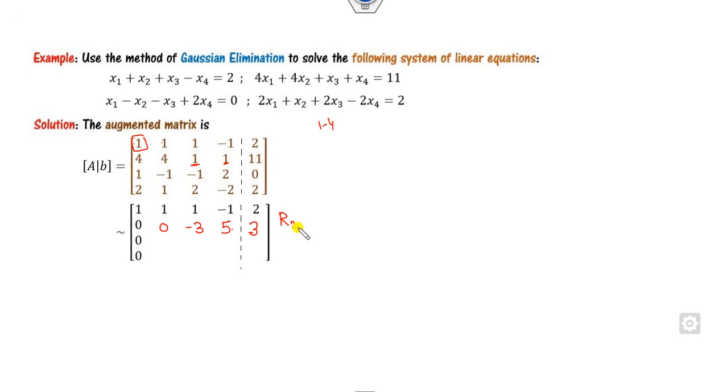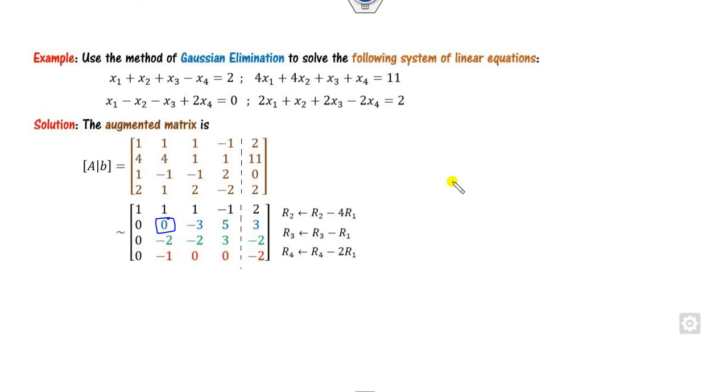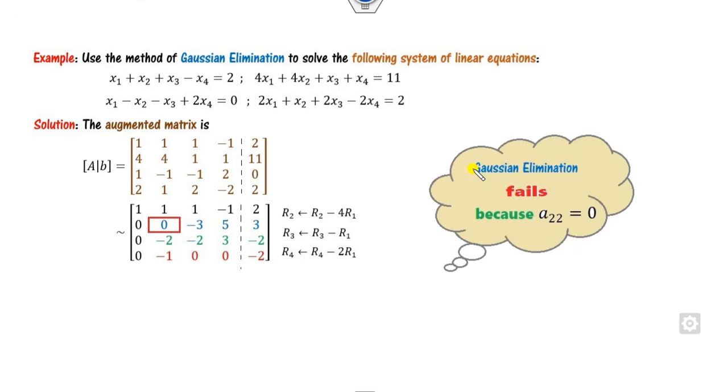Fine. So how can you write the R2, R3 and R4? You can see what is the opposite of this? 4R1. Opposite of this, 1. What is the opposite ratio of this? 2R1. So once you do that, you can write the calculation as here. Then you can write this as a box element, but you can see this is 0. So it means the Gauss elimination method failed.